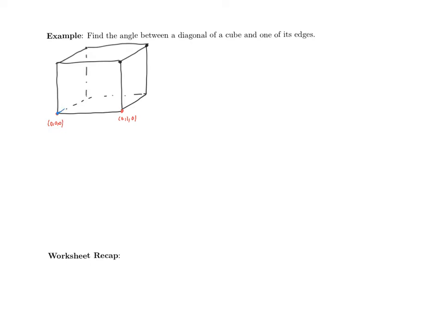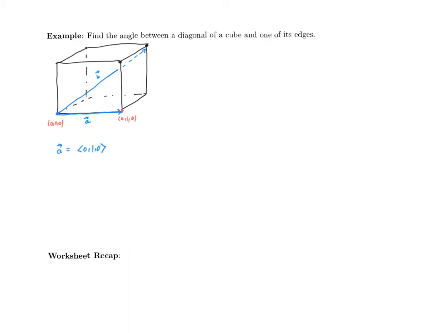So the diagonal would be the vector going from the origin up to this back right corner, and I'm going to just call this vector B. Then one of the edges, there's two possibilities, but let's go with this bottom edge. Let's call this A. So we can see immediately that A is going to be the vector 0, 1, 0. To get to the terminal point of B, we need to go 1 in the y direction, back 1 in the x direction, and then up 1 in the z direction.